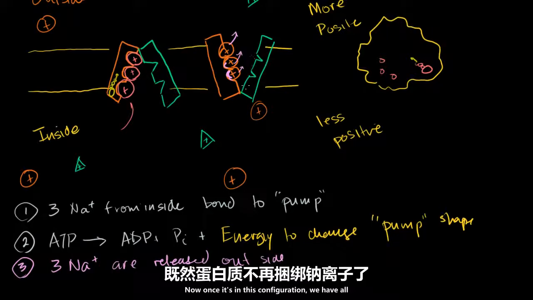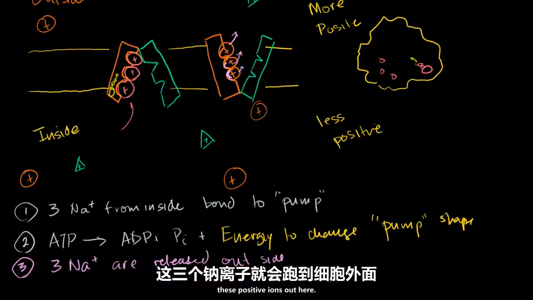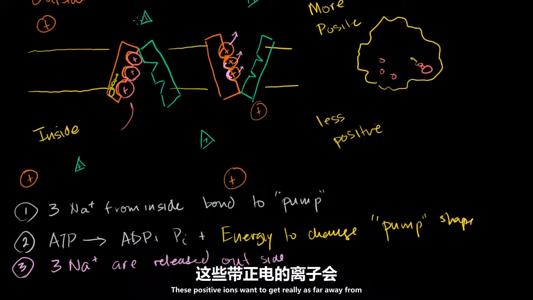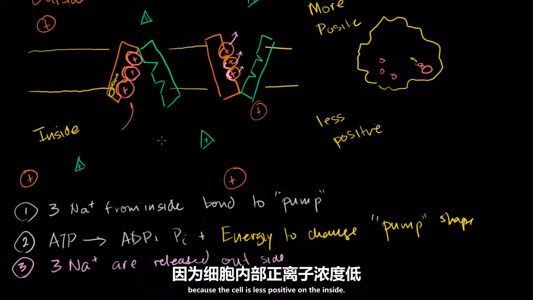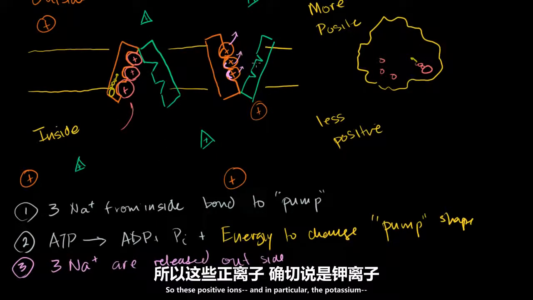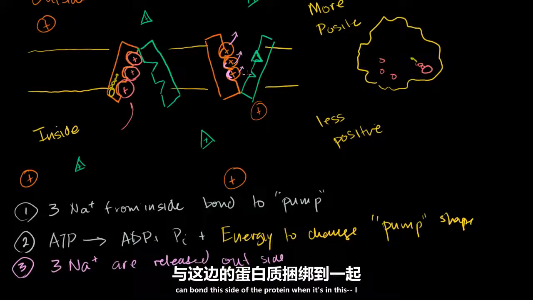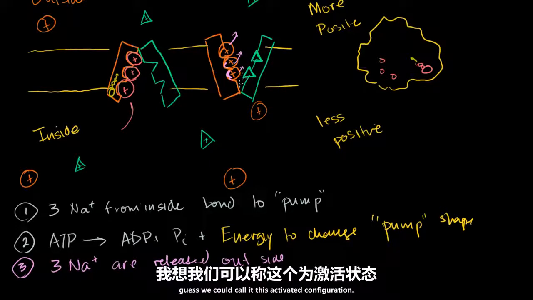Now, once it's in this configuration, we have all these positive ions out here. These positive ions want to get really as far away from each other as possible. They'll actually probably be attracted to the cell itself because the cell is less positive on the inside. So these positive ions, and in particular the potassium, can bond at this side of the protein when it's in this, I guess we could call it, this activated configuration.